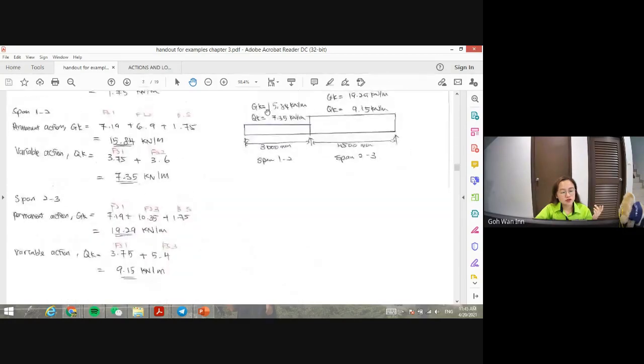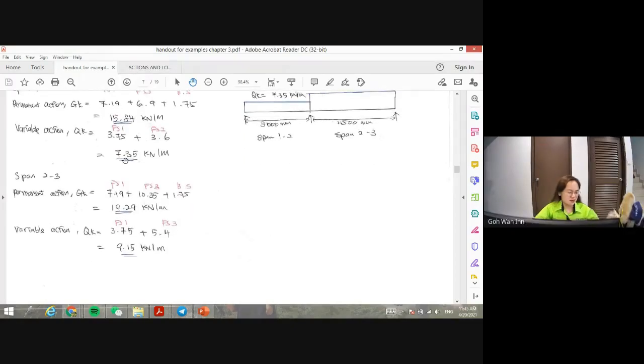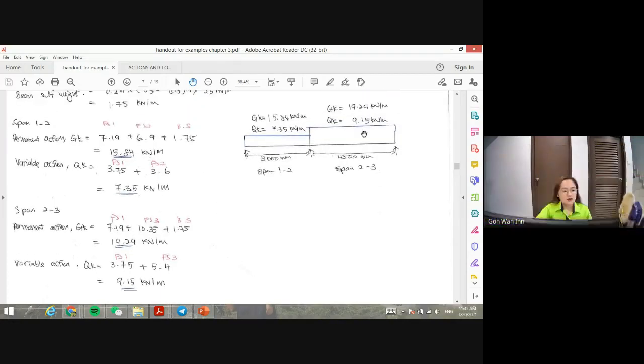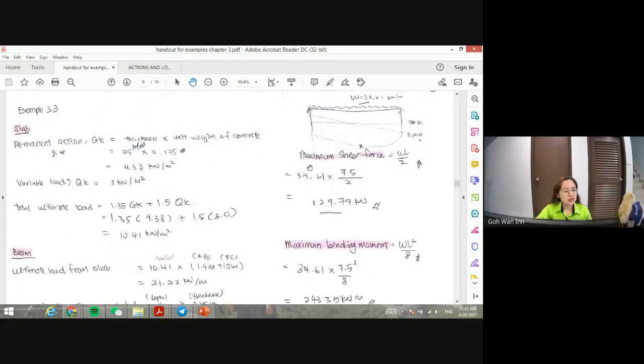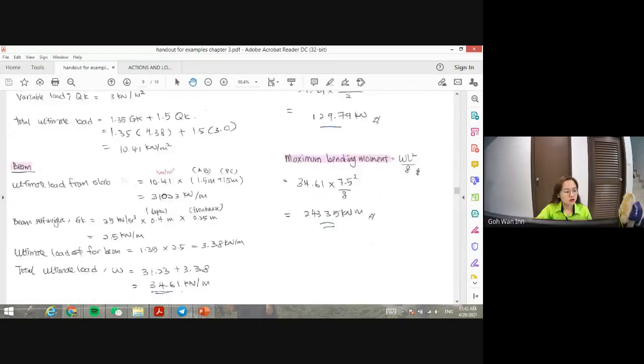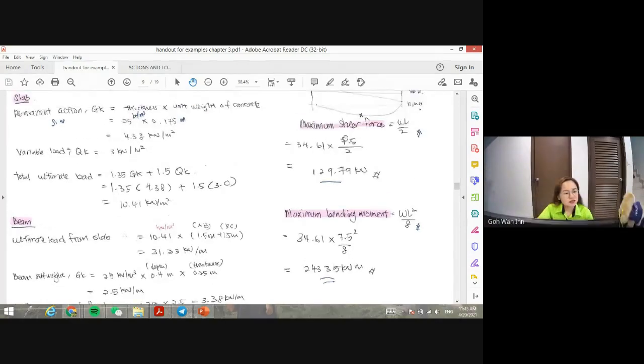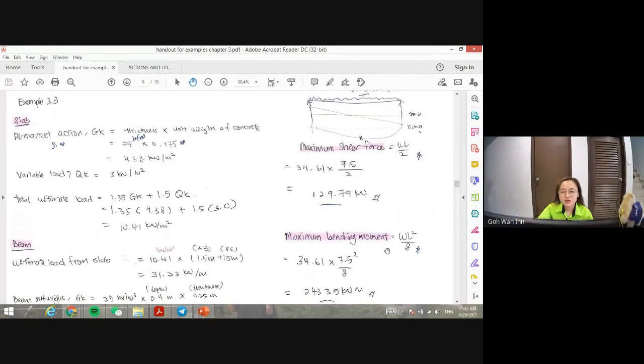So after you get that value for this one, for example 3.2, this is not the final one. You need to times the 1.35 GK plus 1.5 QK. Okay, and this is 1.35 GK plus 1.5 QK. Then you will get this maximum W, ultimate load. So from this ultimate load, you will calculate the maximum shear force and maximum bending moment diagram.